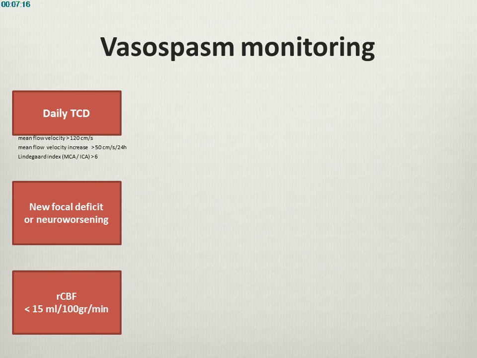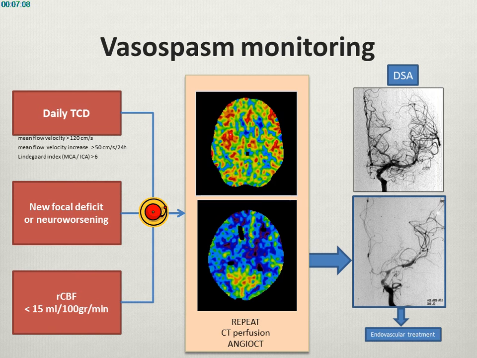We have to monitor this condition with transcranial Doppler and with clinical exam. And if you have some catheter or some tools for looking at the flow, you can take a look at the flow. Usually, when one of these systems alarms you, we are used to going to the CT scan and we perform a CT perfusion.